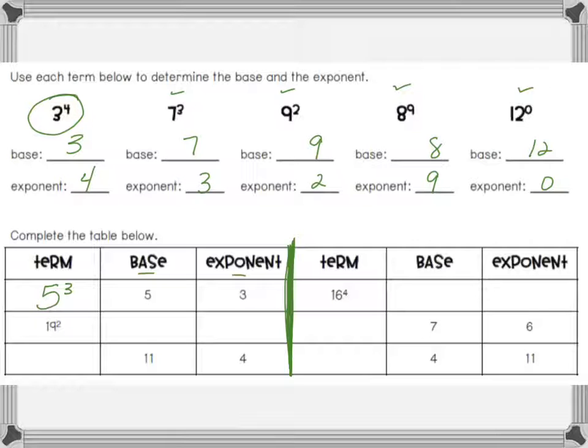And when we have 19 squared, our base is 19, and our exponent is 2. That's just like what we did up above. When we have a base of 11 and an exponent of 4, the term would be 11 with an exponent of 4. I want you to go ahead and pause the video, and complete the other side of this table on your own, and then you're going to check your work.